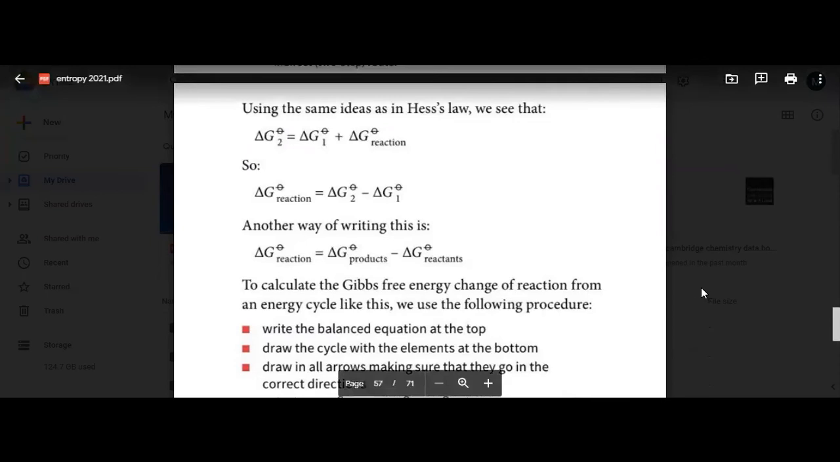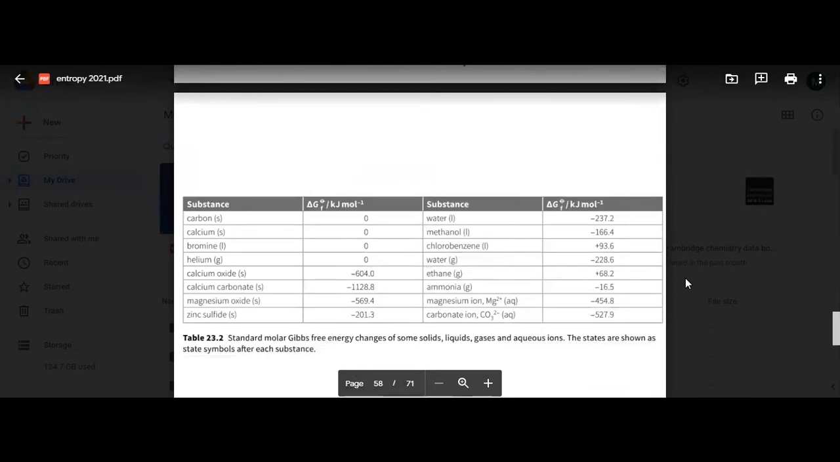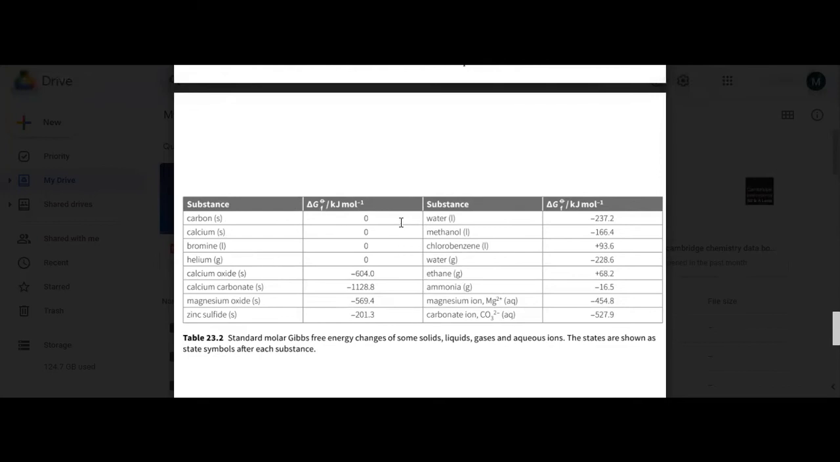So once again, this is the same as the entropy change of reaction and enthalpy change of reaction. Always products minus reactants. Once again, each substance has its own delta G_f value, and for pure elements such as carbon, calcium, bromine, helium, the delta G_f is 0. So this is like enthalpy change.